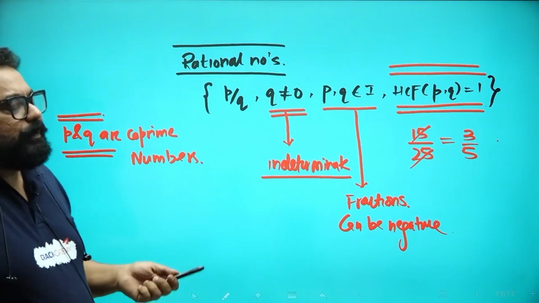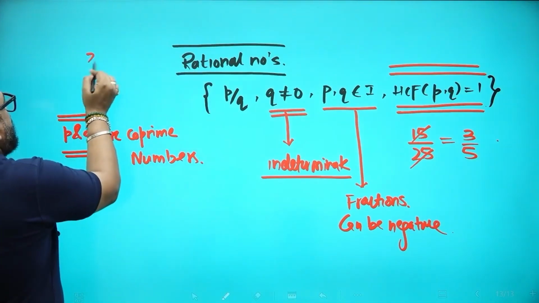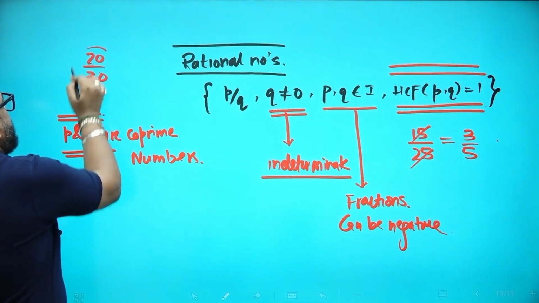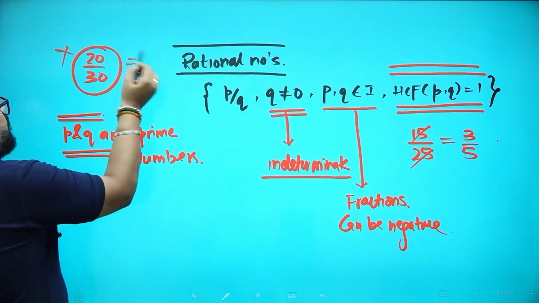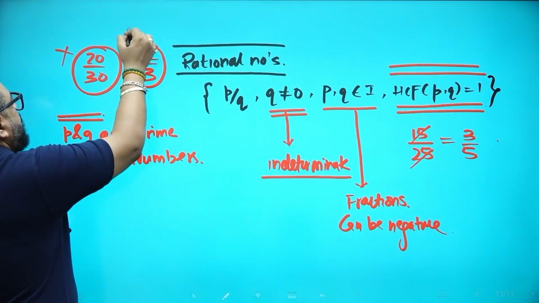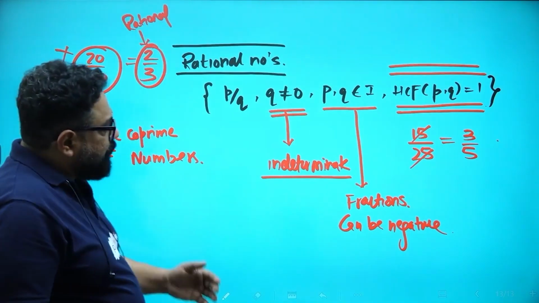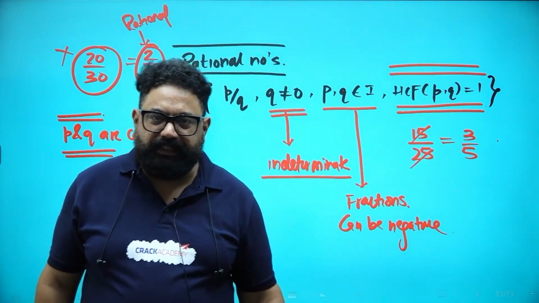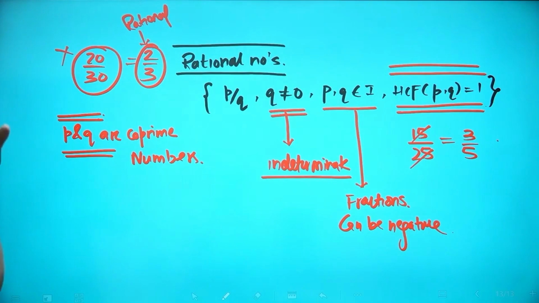Why should they be co-prime? And secondly, a lot of students would ask, sir, this means that 20 by 30 is not a rational number. No, it's not a rational number. Cancel off 10 from numerator and denominator. 2 by 3 is a rational number. Till the time you do not cancel off common factors, it is not a rational number. Kindly write it down.